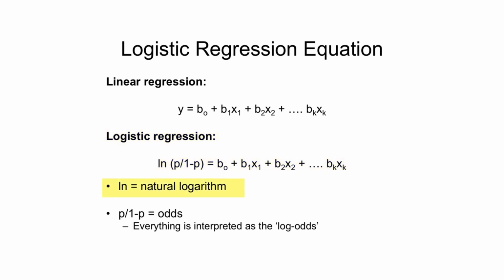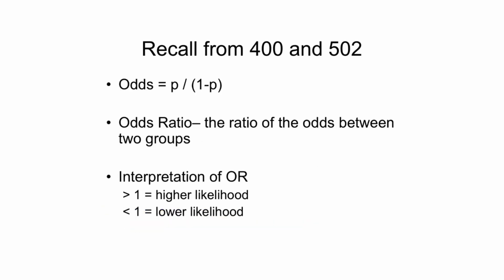When we say logged, we mean ln, the natural log. P over 1 minus p in the equation means the odds. These are the same thing mathematically. So all of our estimates are interpreted as the log odds with logistic regression output.